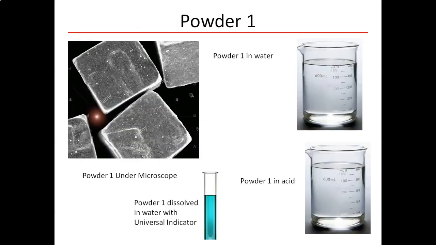Okay, so powder 1. Here we can see what it looks like under a microscope. So we can see its crystal shape, its clarity, and its color. Powder 2, this is what the water looked like after we added it to water. This is what it looked like after we added it to acid. And this is what it looked like when we added universal indicator. So pause the video here so that you can take your observations.